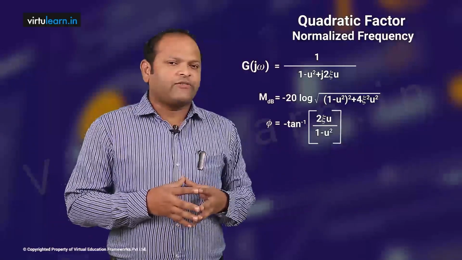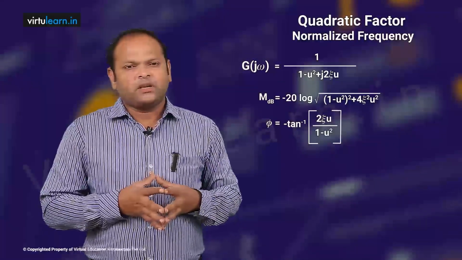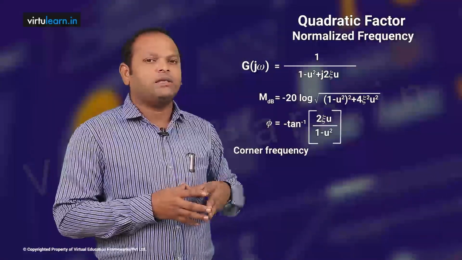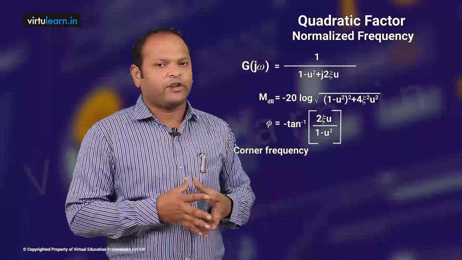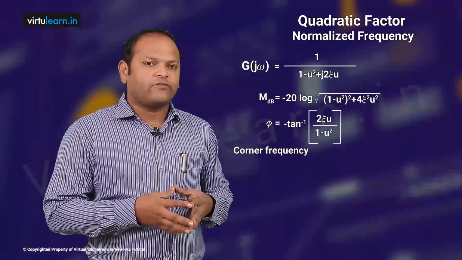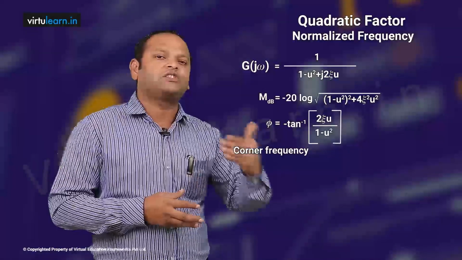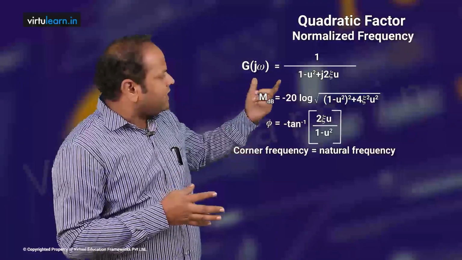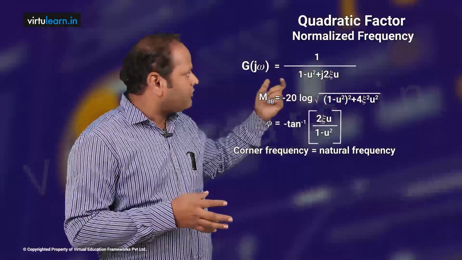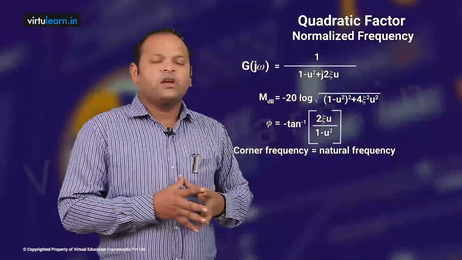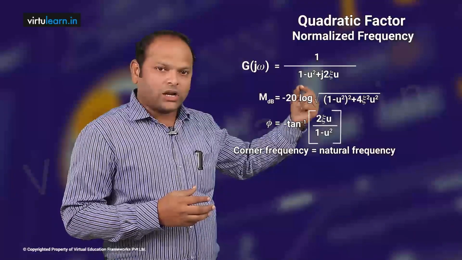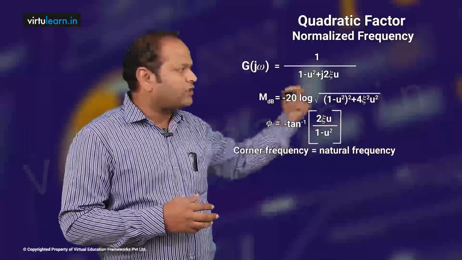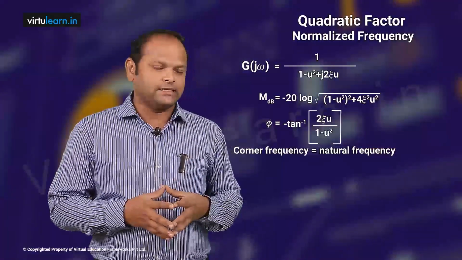Now whenever you have the quadratic factor, what will be the corner frequency? Generally for a finite zero or finite pole, the corner frequency will be either the zero frequency or the pole frequency. But in this case, for the quadratic factor, the corner frequency is the natural frequency of the system. So what is the natural frequency? ωn. Therefore, the corner frequency ωc is ωn. Again, we know the meaning of corner frequency. Before the corner frequency we have one type of graph, then after the corner frequency the magnitude plot changes.